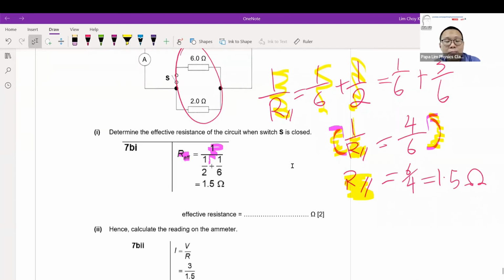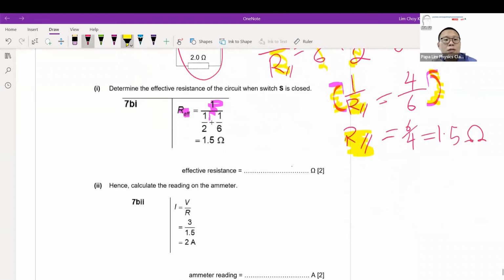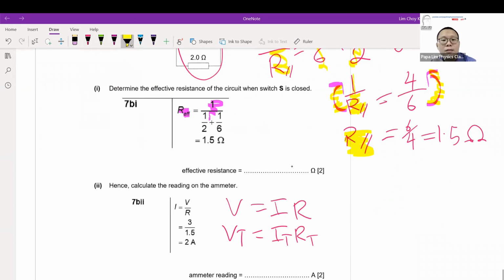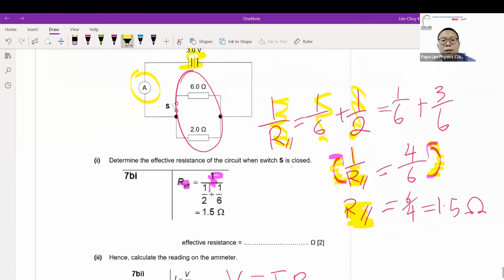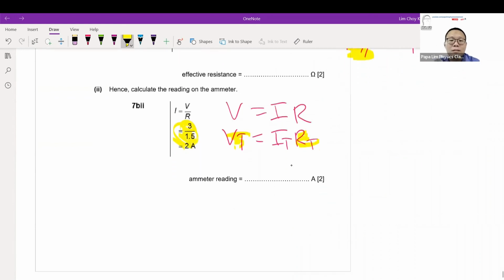Calculate the reading on the ammeter. Ammeter here refers to the total current. So the easiest way is to use Ohm's law, V equals IR. For the total current, I will need the total resistance and the total voltage. The total potential difference here is actually the EMF of the battery, which is 3 volts. The total resistance, from your calculator, is 1.5. If you substitute the numbers inside, you'll find that the current will be 2 amps. It's a simple circuit.